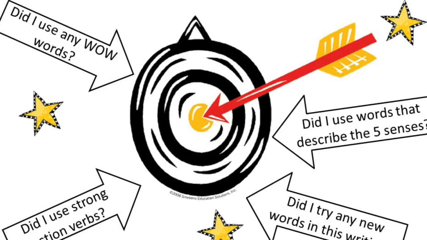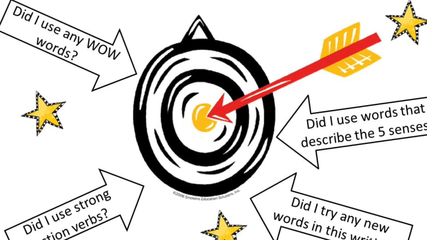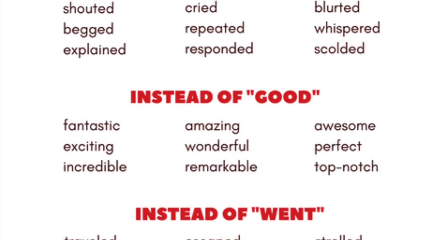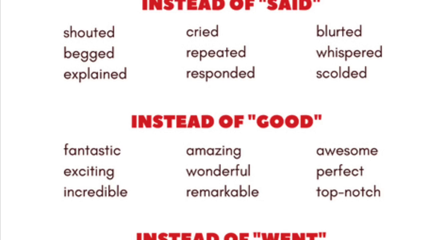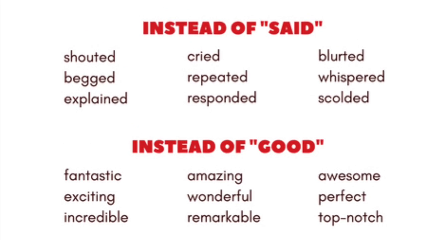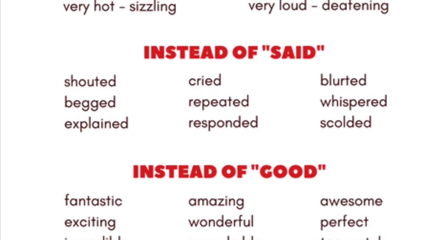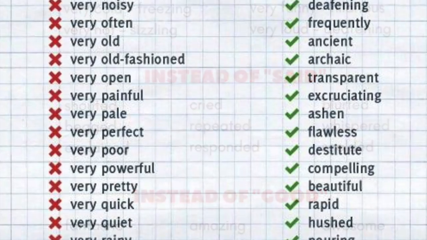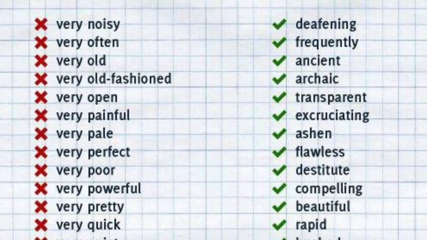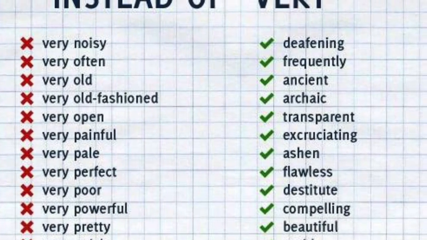Our next vocabulary word is word choice. Word choice, an author's use of specific and accurate words to show the reader what is happening instead of telling the reader what is happening. Word choice.